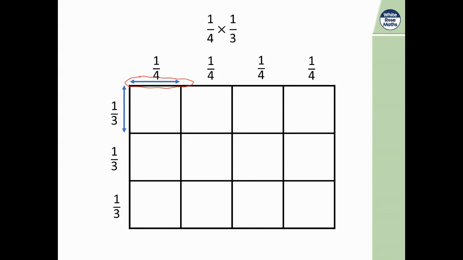Now, how many pieces do we have in total? 1, 2, 3, 4, 5, 6, 7, 8, 9, 10, 11, 12 pieces. And we want to know what 1/3 of the quarter was. So here's our 1/3 and here's our 1/4 piece that we're going to shade. So what we've shaded is 1 of the 12ths. So that's our answer. Now, for those of you that know your times tables well and can spot them when we're doing things like fractions, you may have already spotted the arithmetic side of this.